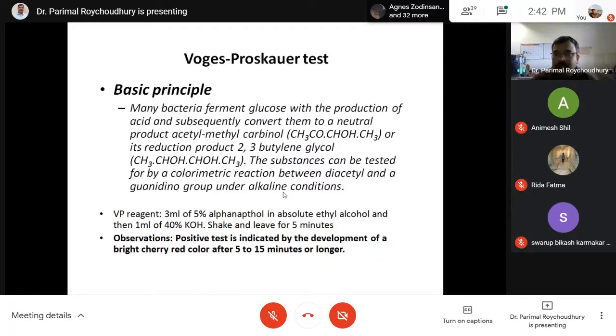So the Voges-Proskauer test, shortly the VP test. The principle lies with the bacteria being able to ferment glucose, produce acid, and later on the acid is converted into a certain neutral compound. So this is again based on the breakdown of carbohydrates. These are the three tests: the sugar fermentation test, where sugar means different types of sugar, then the methyl red test and the Voges-Proskauer test are included in this group. Fine.